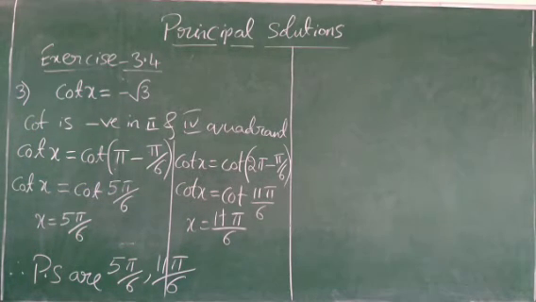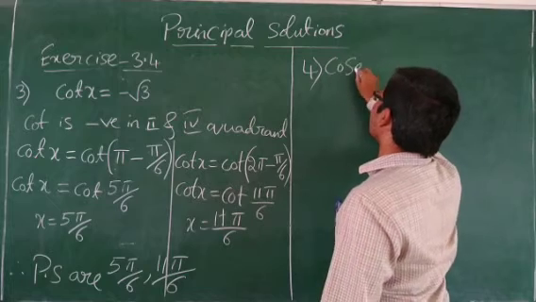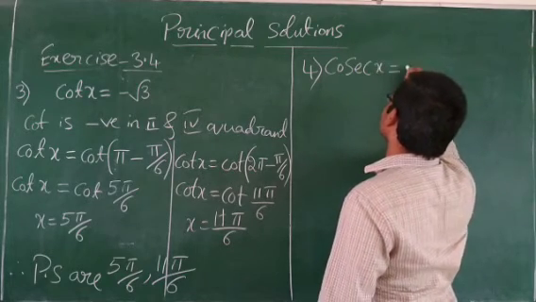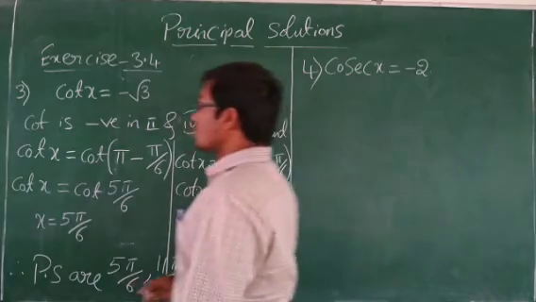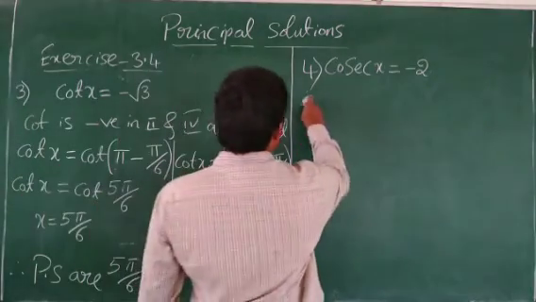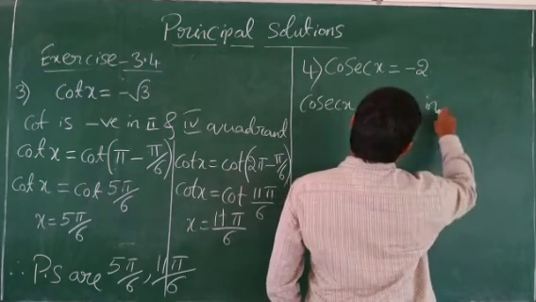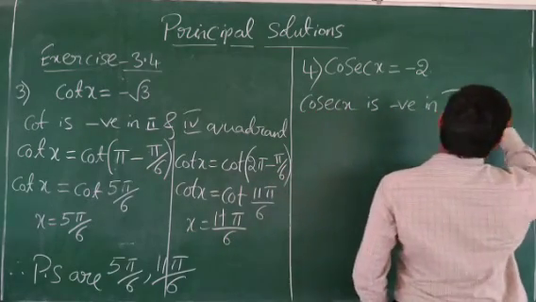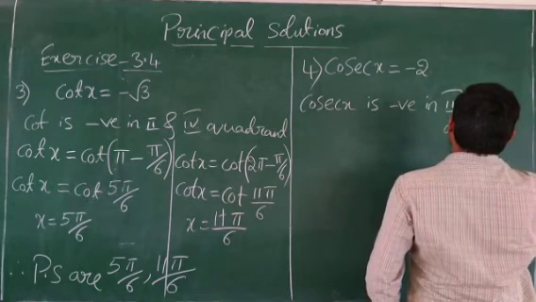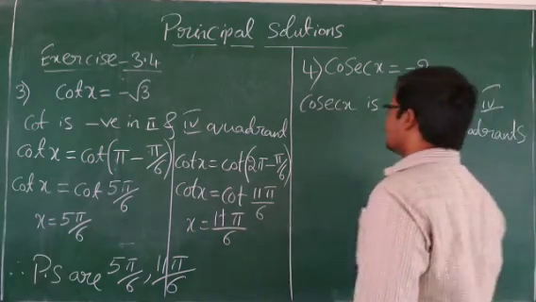One more question related to principal solutions, that is the fourth question. I will give you the idea. I hope you can solve this. Cosecant x is equal to minus 2. Where do we get cosecant negative? Cosecant is negative in the third and fourth quadrants.